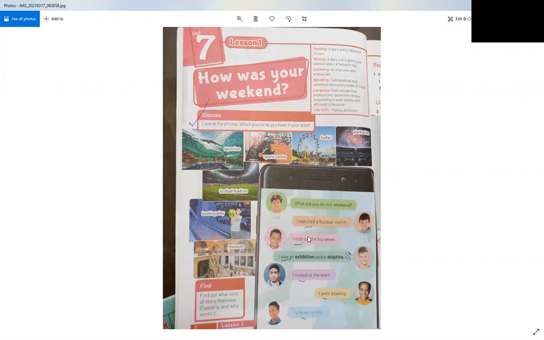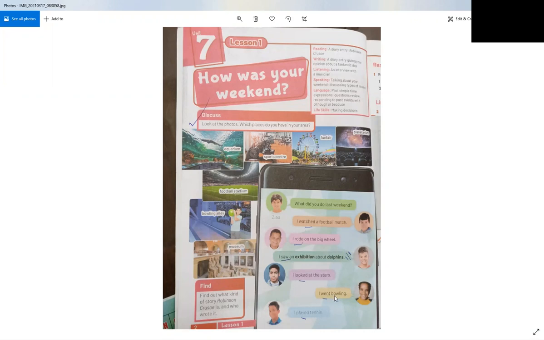Rode on. This is the past of ride. Rode is the past of ride, and this is the big wheel here in the fun fair. I rode on the big wheel. I saw an exhibition about dolphins. Exhibition, something like a show. Here I looked at the stars. Of course, he went to the planetarium because he looked at the stars.